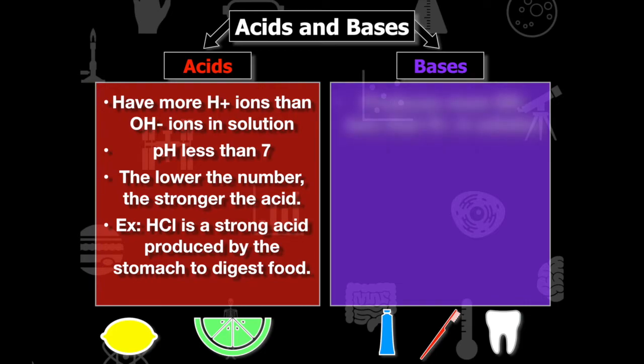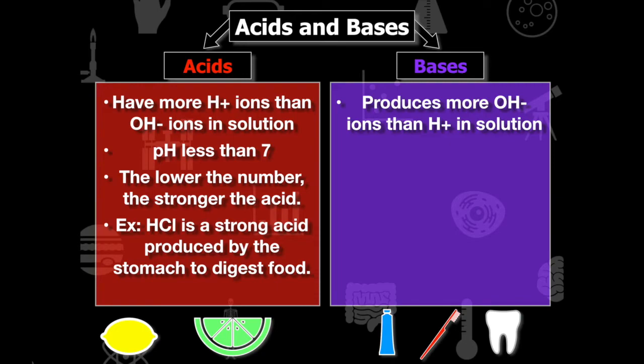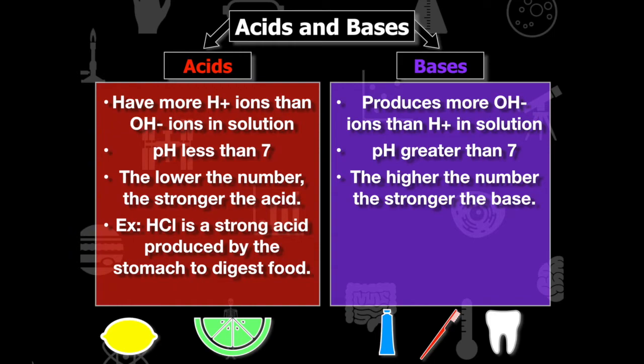Now, bases are going to be different. They're going to produce more OH minus ions in the solution than H plus ions. So a pH that's greater than 7 is going to be considered basic. The higher the number, the stronger the base. So 14 is greater than 13, so something that has a pH of 14 is more basic than something that has a pH of 13 or 12.